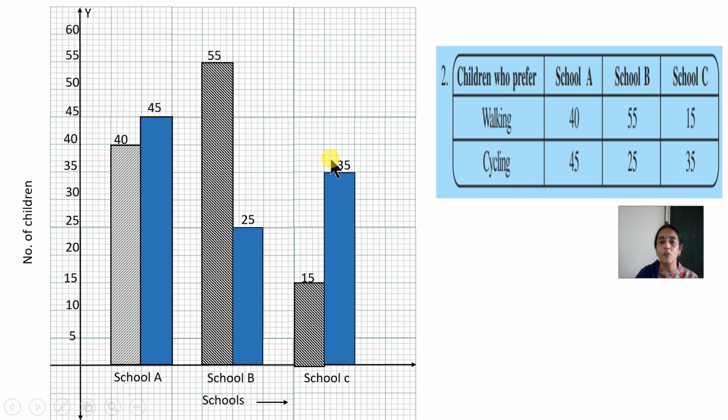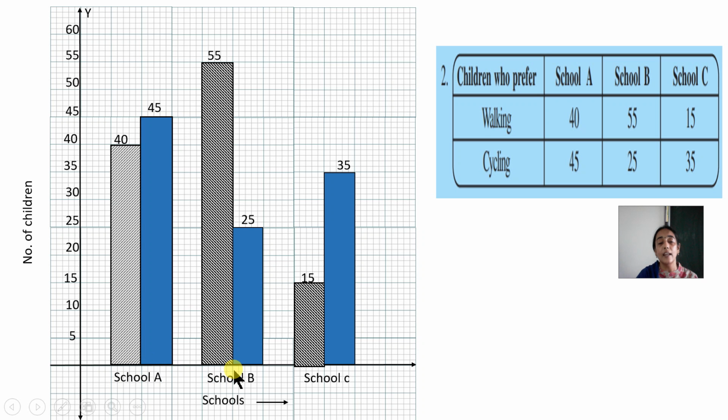Now, you know that values we always plot on the y-axis and the names of the schools on the x-axis, right? Now here once again you will leave two squares and write school A. Then again after that, here you have written school A. Then again you will leave two squares and write school B after plotting the information.